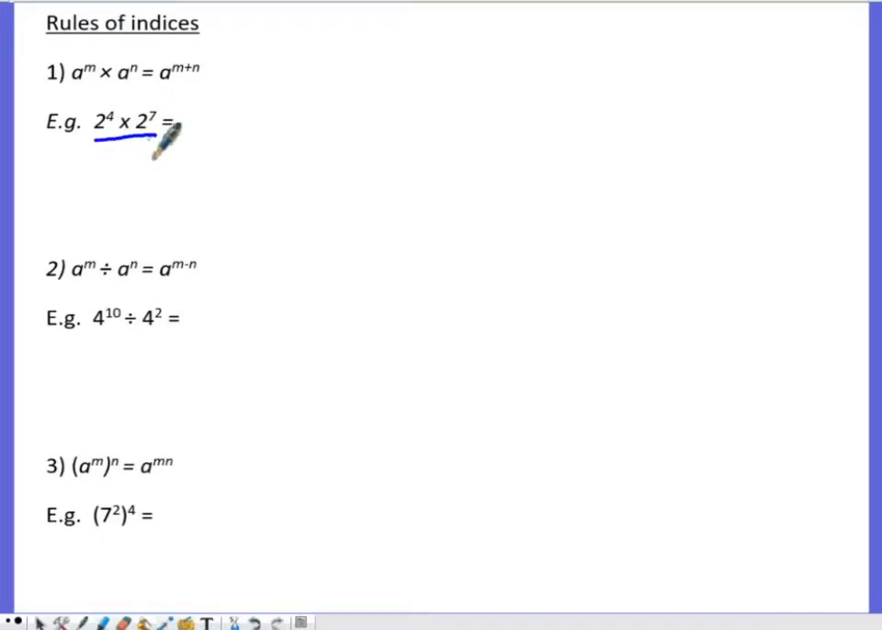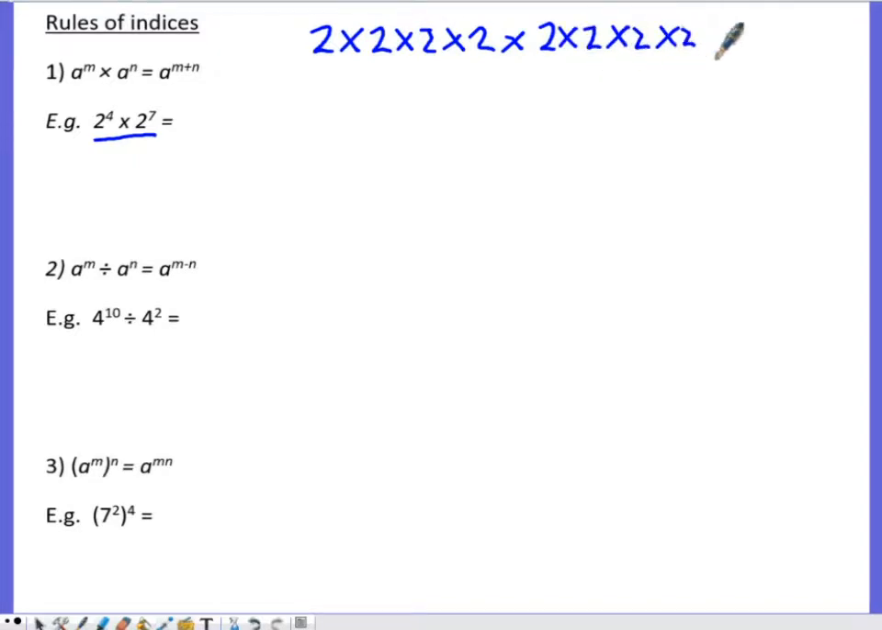The long way to work out 2 to the power 4 times 2 to the 7 is writing it out in full. So 2 to the power 4 means 2 times 2 times 2 times 2, 4 times. That's the 2 to the power 4. We're then going to times it by 2 to the power 7, which is going to be another 7 lots of 2's. What you end up with is 2 times itself 11 times. So our answer is 2 to the power 11.